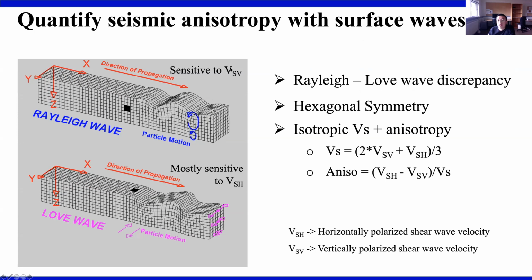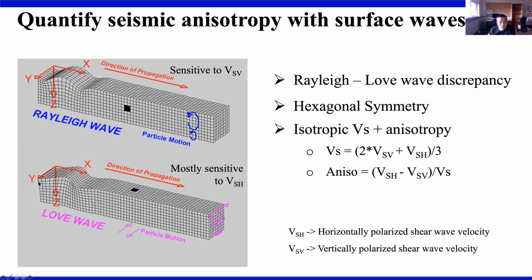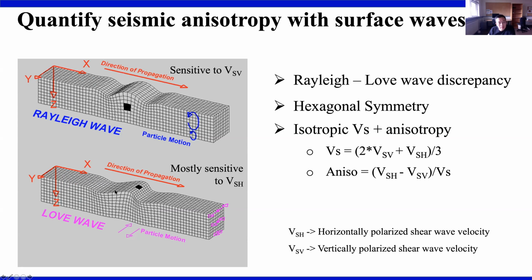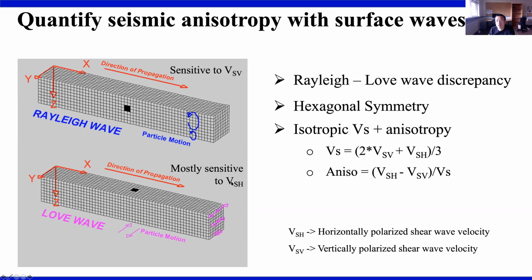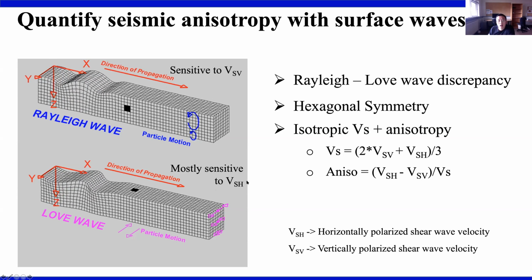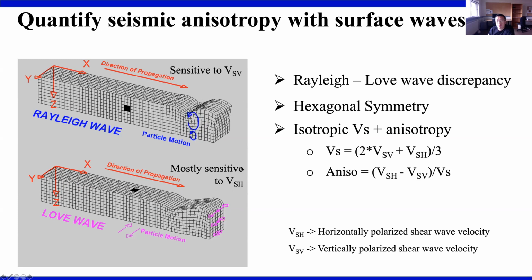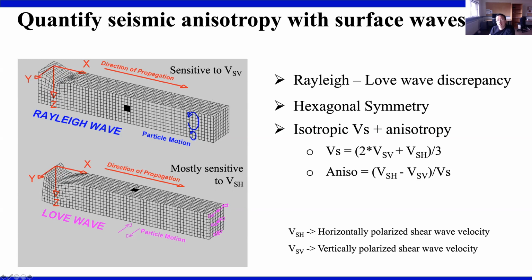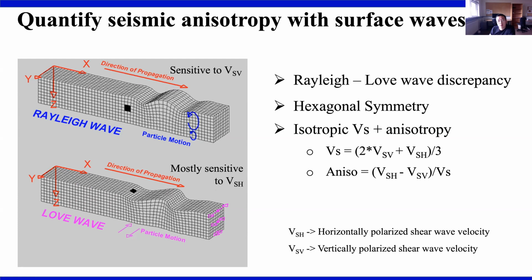So the first V is the velocity, the second V is the vertical polarization, VSV. Compared to Rayleigh wave, the Love wave, again traveling from left to right, is mostly vibrating in a horizontal plane. So it's mostly sensitive to the VSH. For a fully isotropic material, these two velocities will be exactly the same. But when they are not, it means there's a difference. That's the anisotropy.